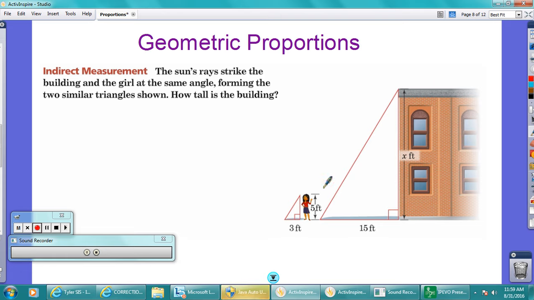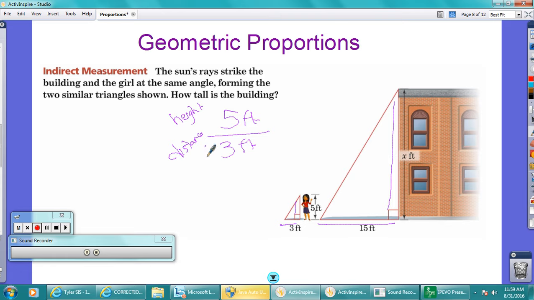So the sun is hitting them at the same angle. The distance here is 15 feet, and the height here is x feet. Distance here is 3 feet. The height is 5 feet. So you're going to set up your proportion and you're going to match everything, right? So I'm going to put her 5 feet. This is the height, right? Then on bottom, I'm going to put the 3 feet, and that's the distance.